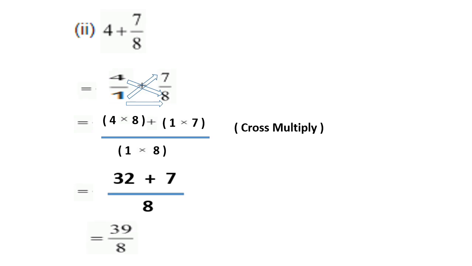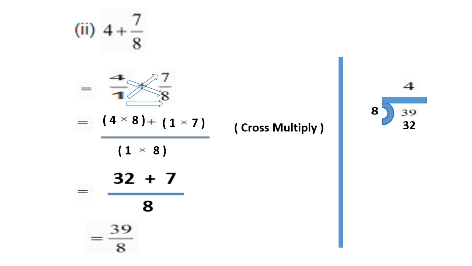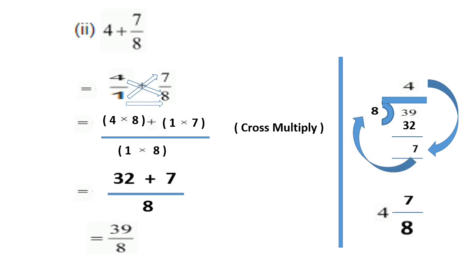Look here, 8 is lesser than 39. It means this is an improper fraction. So whenever I get an improper fraction, I will change this into a mixed one. So for that I will divide like this. 8 4s are 32 and I will subtract. I got 7. First I will write 4, then 7 and then 8. And my answer will be 4 7 by 8. 4 is a whole number and 7 by 8 is a proper fraction.